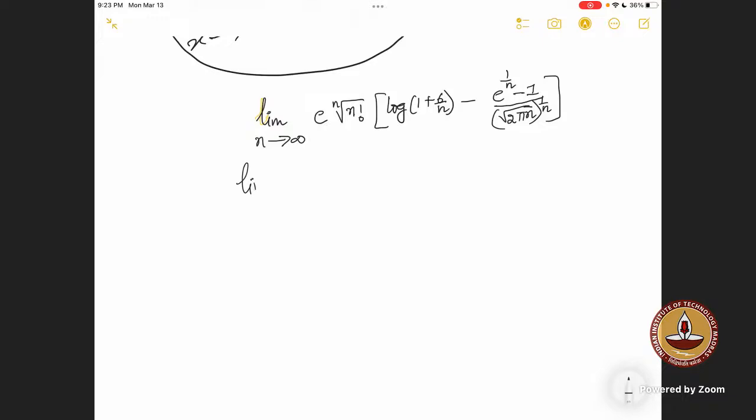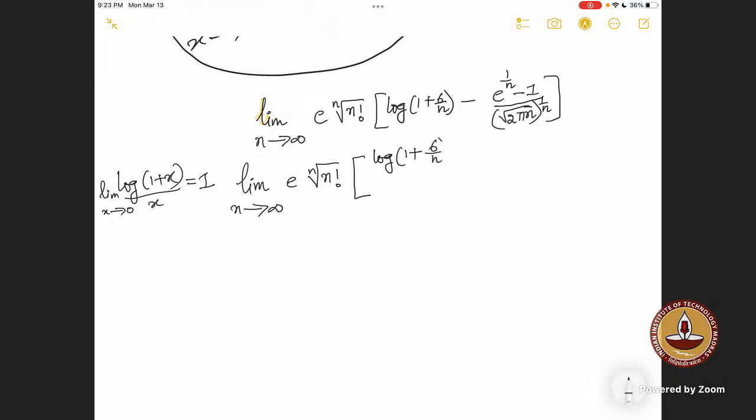Now let me simplify this. Limit as n tends to infinity, e into nth root of n factorial. Now I want to use this fact: log(1 plus x) by x, as x tends to 0, will be 1. In order to use this formula here, this is log(1 plus 6 by n), so I should divide by 6 by n, to make this limit look like this. Is that clear?